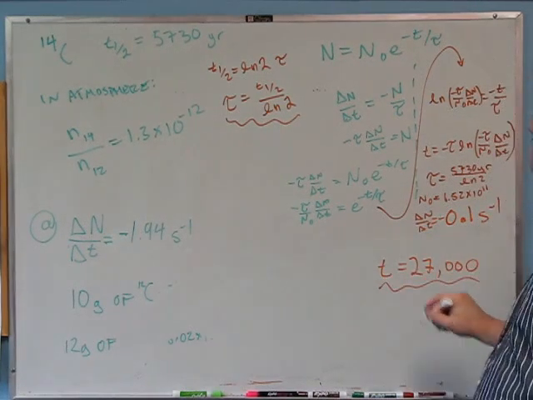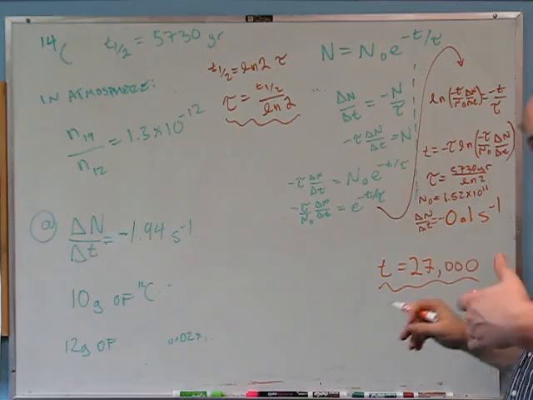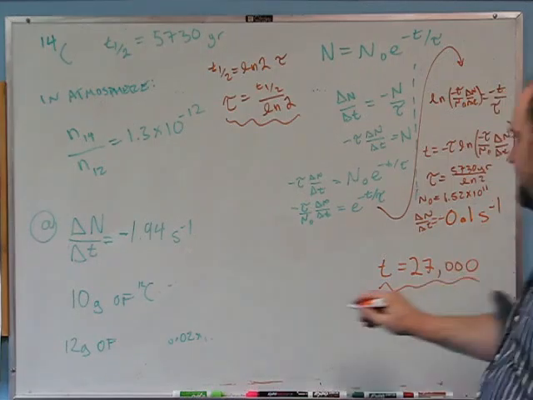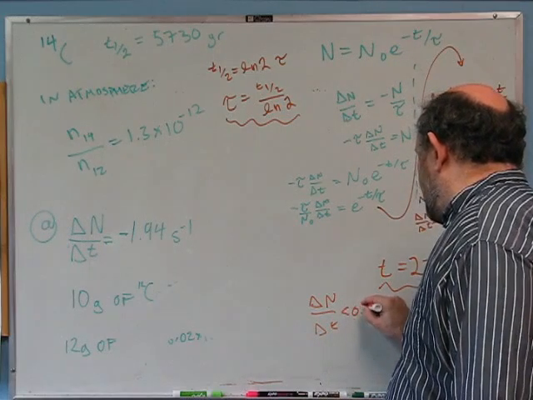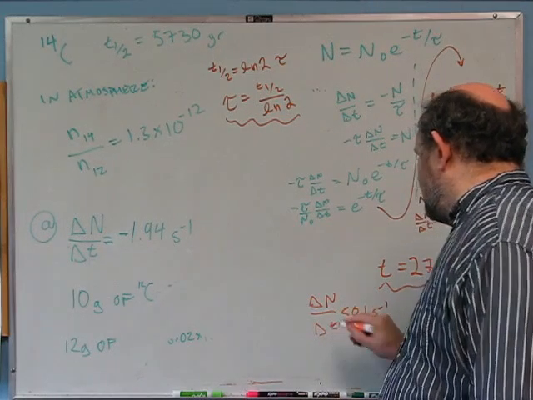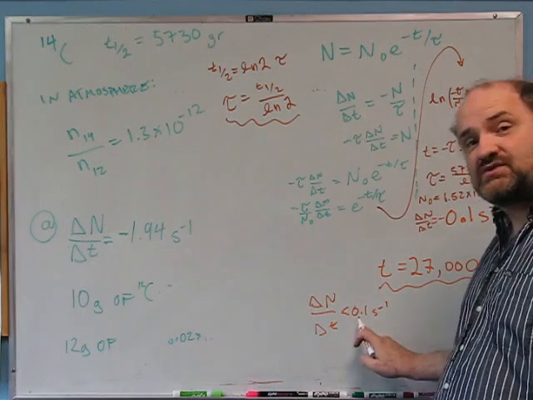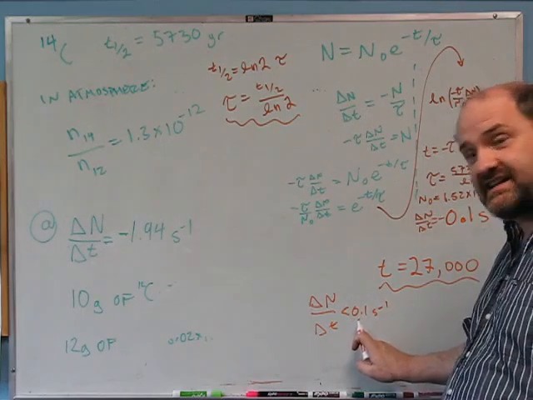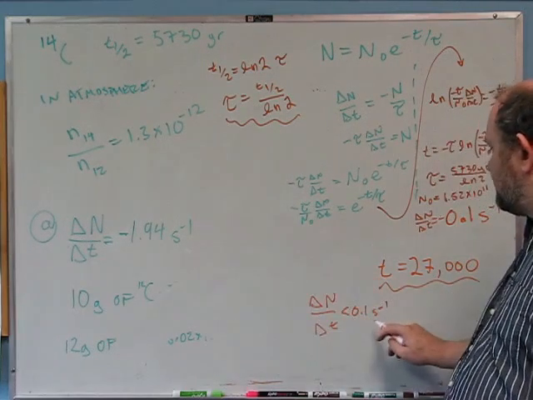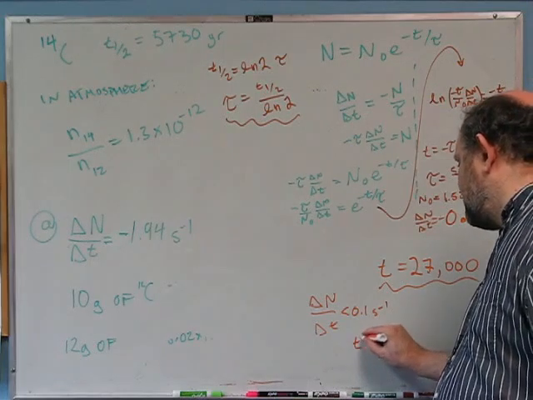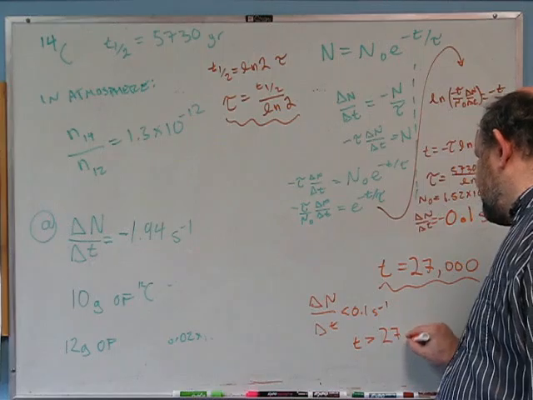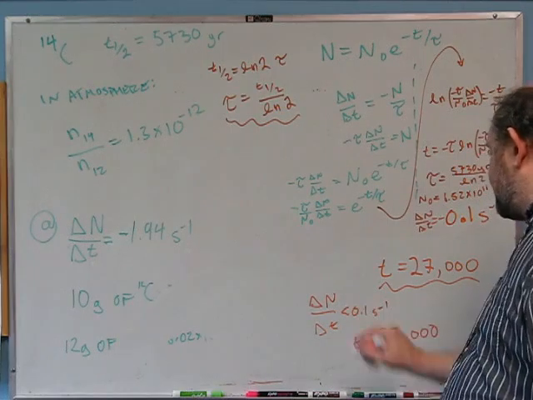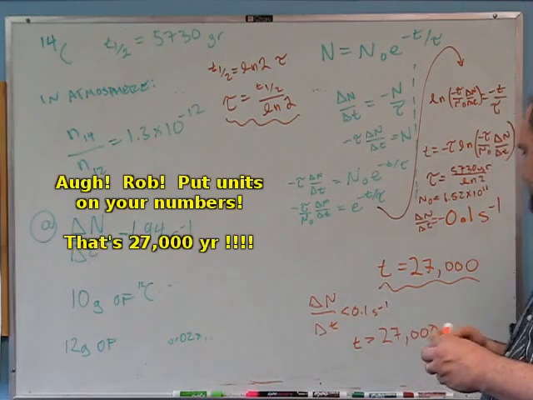So what that means is that if you don't detect it, if you can say that delta N delta t is less than 0.1 seconds to the minus 1, I don't detect anything. If there was one decay per 10 seconds, I would have detected it. So I know that the decay rate is less than that. You can conclude that t has to be greater than this, it's at least this old, because when it was this old, that's what the decay rate would be. The decay rate's only going to go down as things go further.